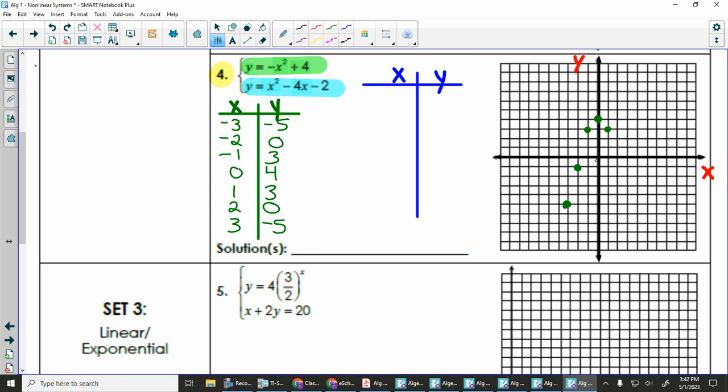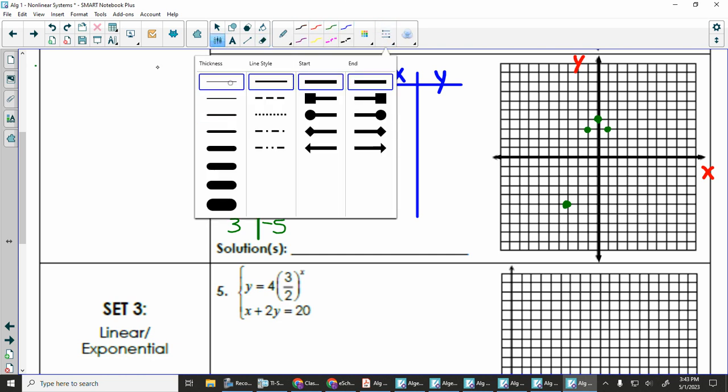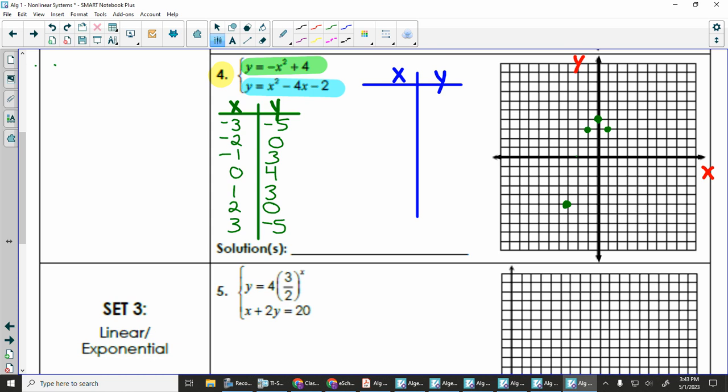Oh, we were supposed to be at -2, 0, and I did -2, -1. Let me fix that. I'm going to say something wasn't lining up there. All right, so it should have been -2, 0, so there. So then we have +2, 0, there we go. And then 3, -5.